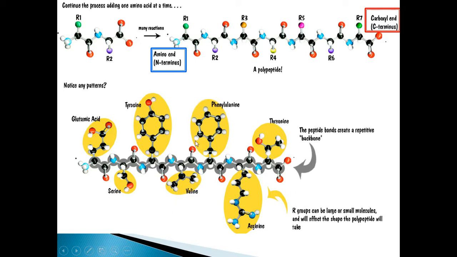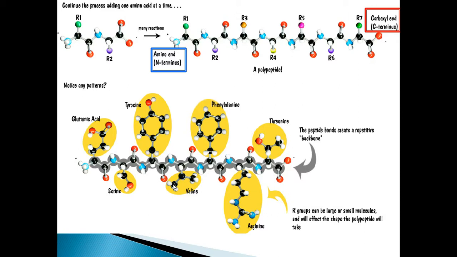And you can see some of these side chains, they're big, right? They've got this really big ring, like a tyrosine or a phenylalanine, and then some of them are small. Like a serine only has a carbon and an oxygen attached to it, right? Valine is another one, right? Only 3 carbons. So some are large, some are small.